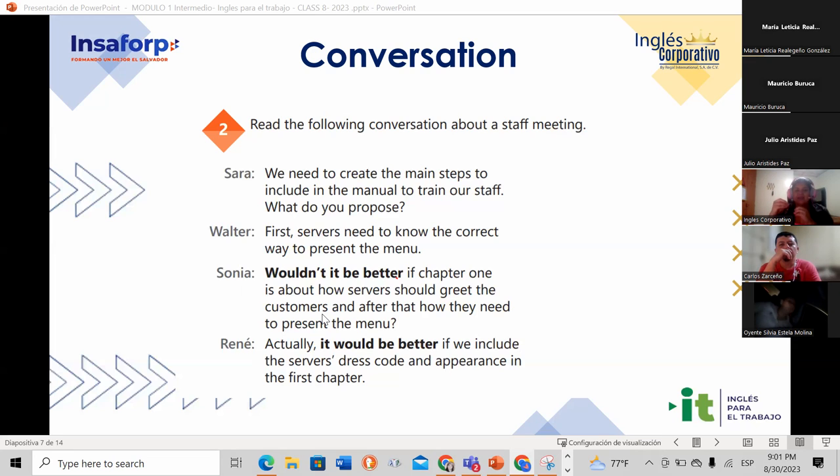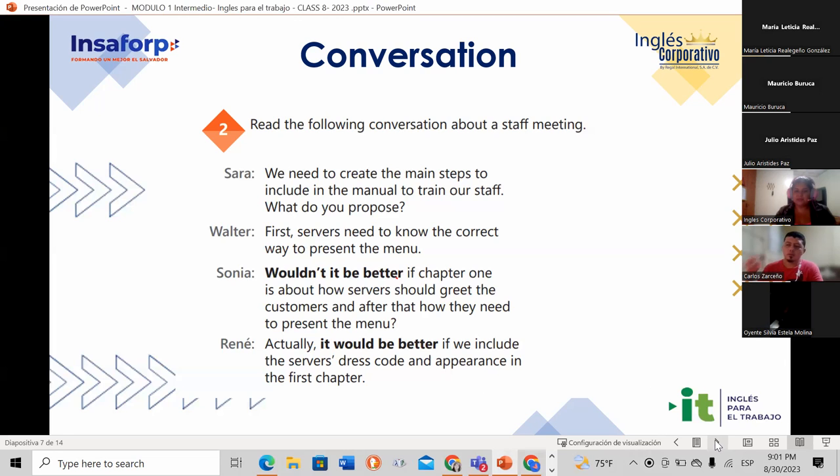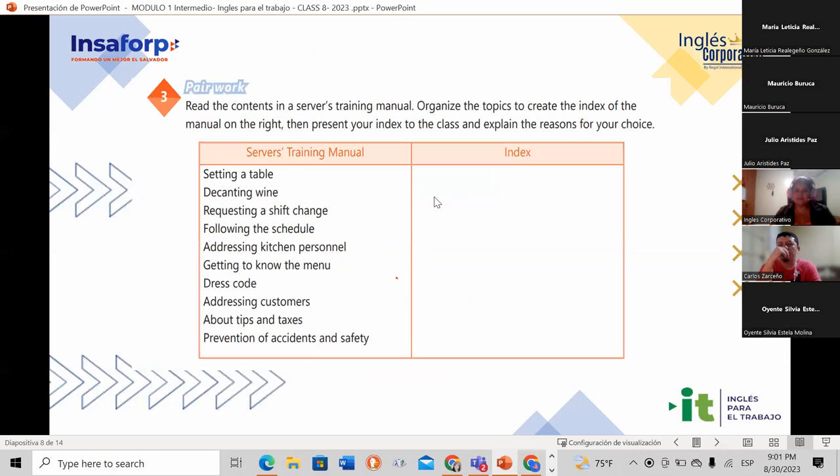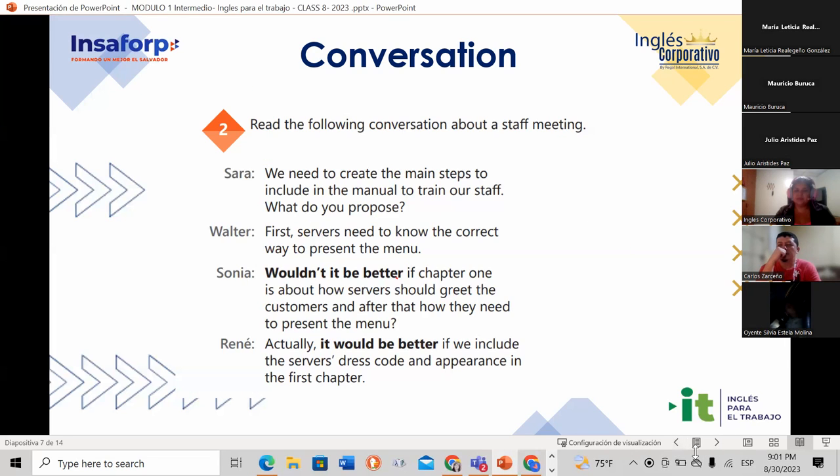And then Renee confirmed, actually, it will be better if we include the server dress code and appearance in the first chapter. They are making an agreement, okay? What will be included in the first chapter in the manual? Okay, good. Thank you so much for your participation here. The appearance for them is very important. Yes. First, for the customer.